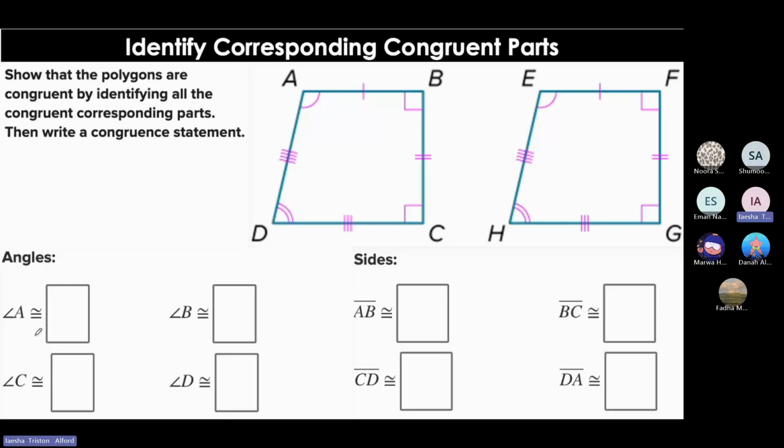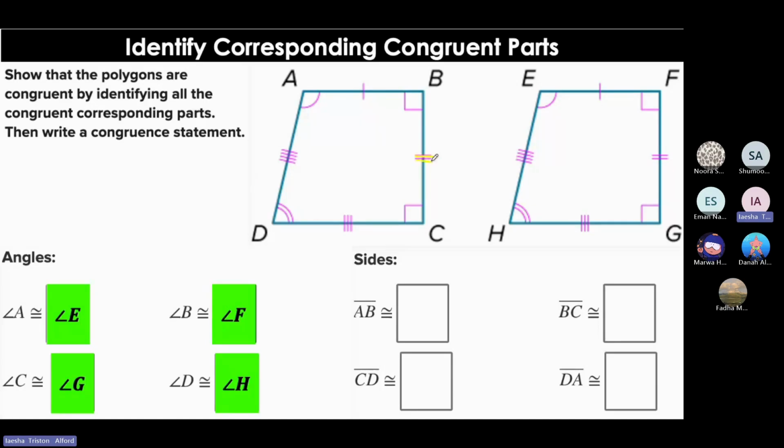Angle A is congruent to angle what? E. Angle B is congruent to angle what? E. No, I think F. Angle C is congruent to angle what? G. Angle D is congruent to angle what? H. For B and C, be careful.